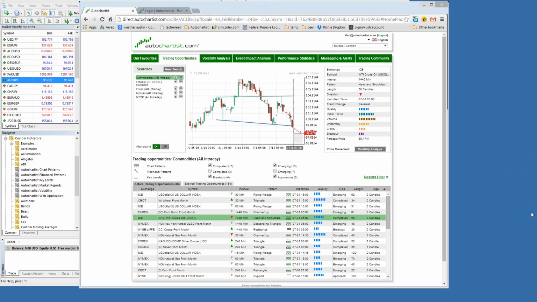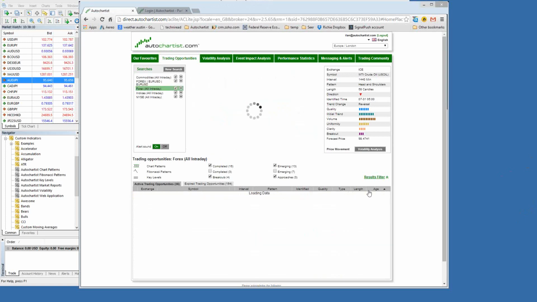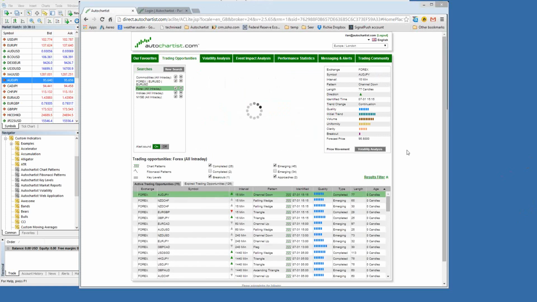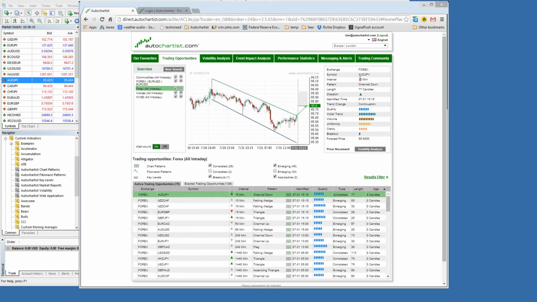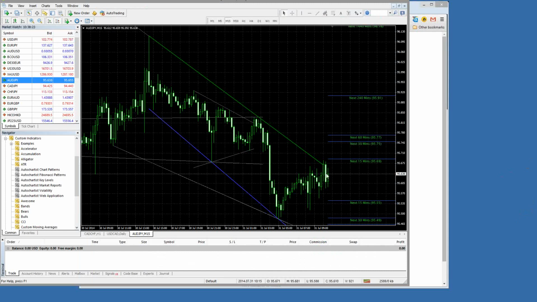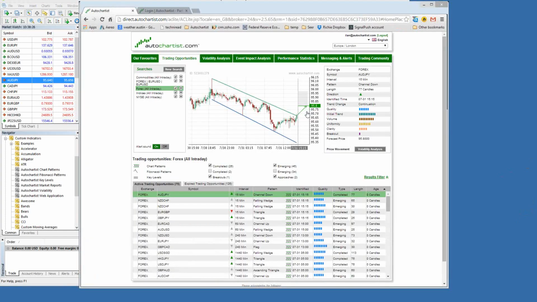Odenigba again is asking, how do I trade the Autochartist pattern and key level? All right, sure. That's a bit of a broad question, but let's do it briefly. Let's look at an example. Let me switch to Forex right now, since we have a lot of Forex questions. Here is an example opportunity on EUR JPY, 15 minutes, channel down. Autochartist thinks that the price is going to 95.80.